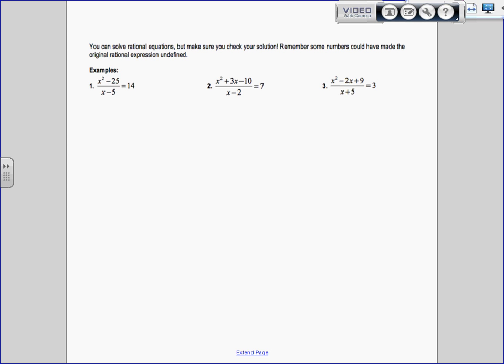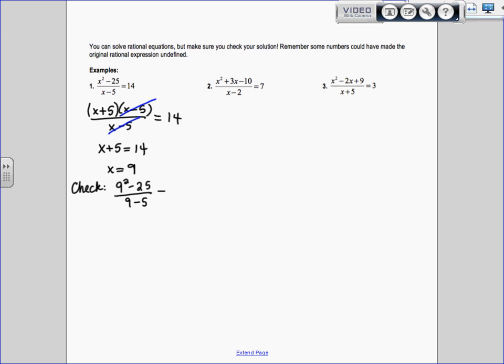So like the first one, I have x squared minus 25 over x minus 5. You want to factor the top and the bottom, so that you can reduce out the x minus 5 and get a super simple equation, which is just x plus 5 equals 14. You like that. So we get x equals 9. But even though you do that, you always want to check. So if I check 9, I have 9 squared minus 25 over 9 minus 5. That's 81 minus 25 over 4, which is 56 over 4. That does make 14, so that works. So 9 is your answer.